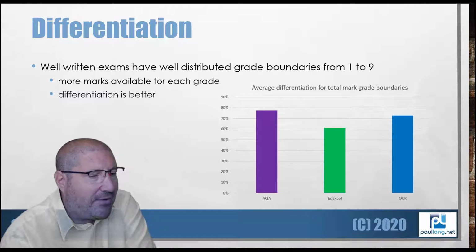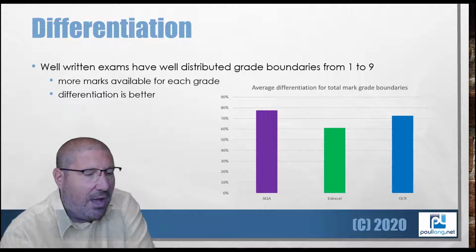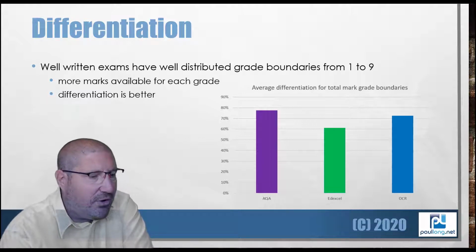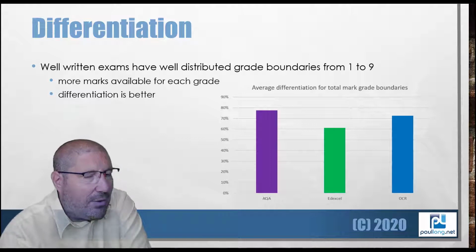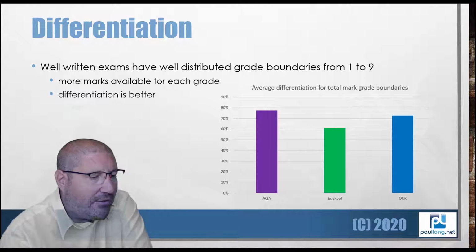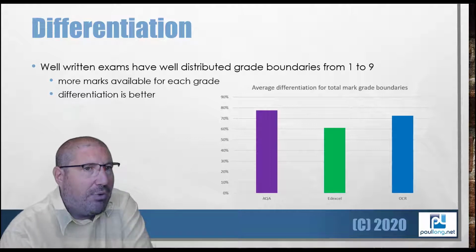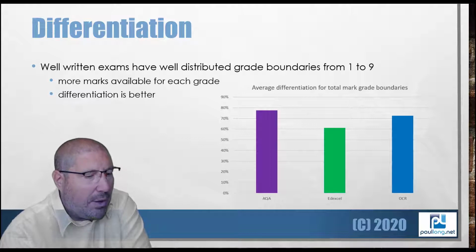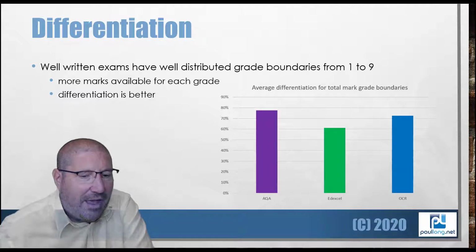Now this is based on the old specifications, and I think it will be very different for the new specifications. I think AQA is going to be a bit more bunched up because they've got the harder topics, a lot more of those topics. I think Edexcel is now going to start to spread out, particularly with their on-screen programming exam, and that's going to be good. And OCR, I would expect to stay around about the same because they haven't made major differences.